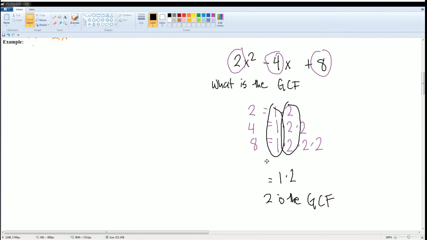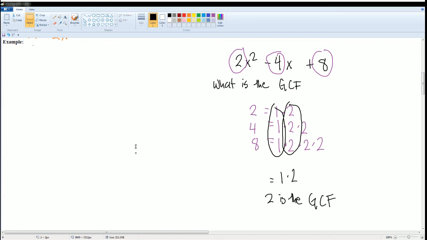Once you have the GCF, now you can factor it. So you're going to look something like this: 2x squared minus 4x plus 8. You're going to pull out a GCF of 2. So you're going to pull out a 2. Then there's going to be parentheses.